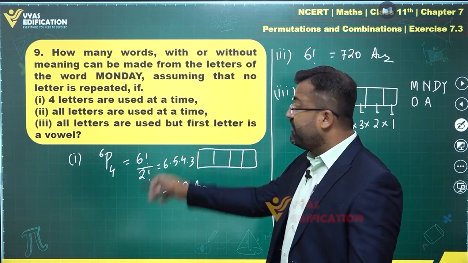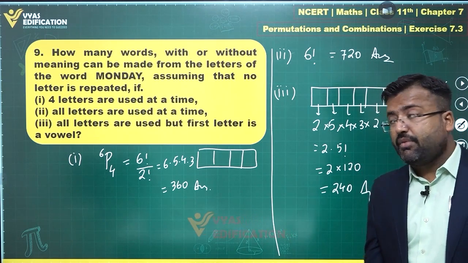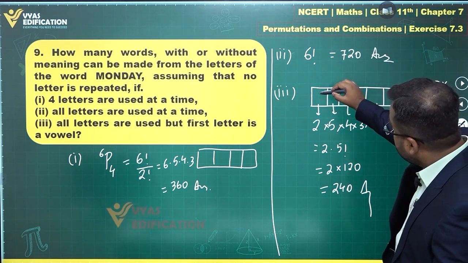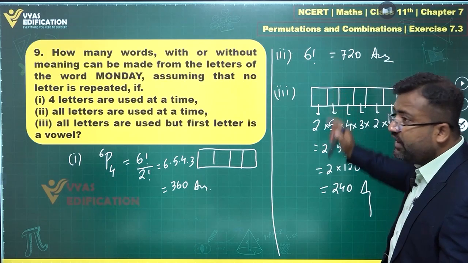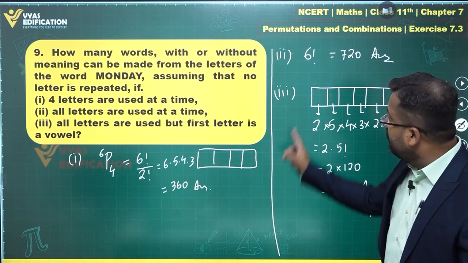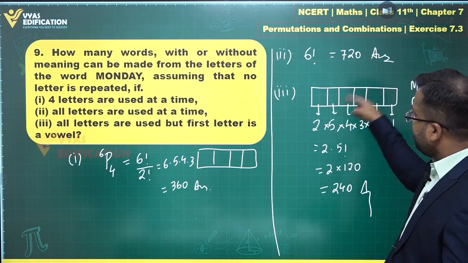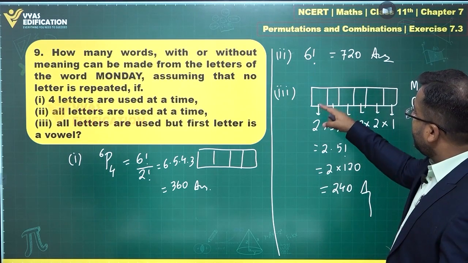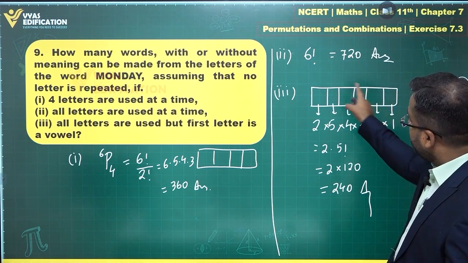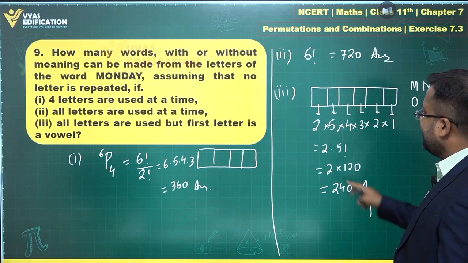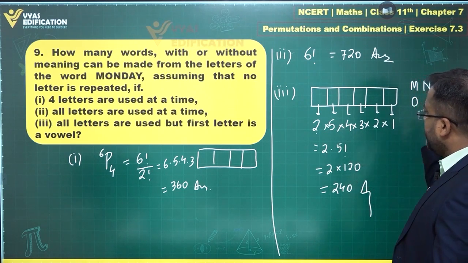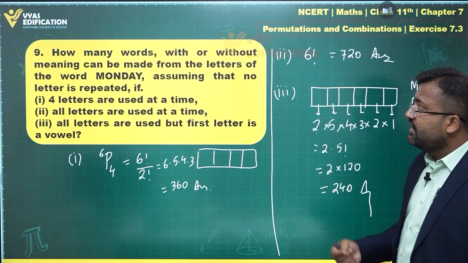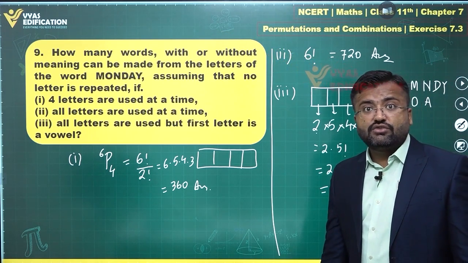All letters are used, but the first letter is a vowel and no letter is repeated, mind you. So the first letter can be filled by either O or A only. If you use O, that will not be repeated anywhere, but A can be filled over here. If you use A, O will come somewhere over here in that case. So 2 choices for this and remaining for this. Is that all? Yes, that's all that you have in this question.